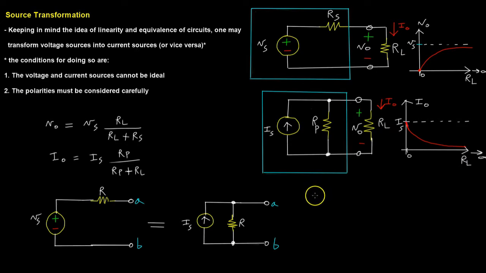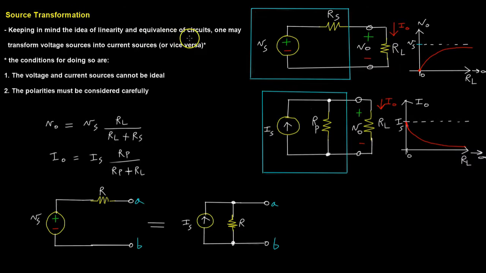Okay, so let's go ahead and talk about the idea of source transformation. As you recall, linearity is the backbone of the superposition principle. And the principle of equivalence between terminals, so equivalent behavior between one circuit and another at its terminals, is the backbone of source transformation. And so let's talk about the reason why you might want to actually do a source transformation.